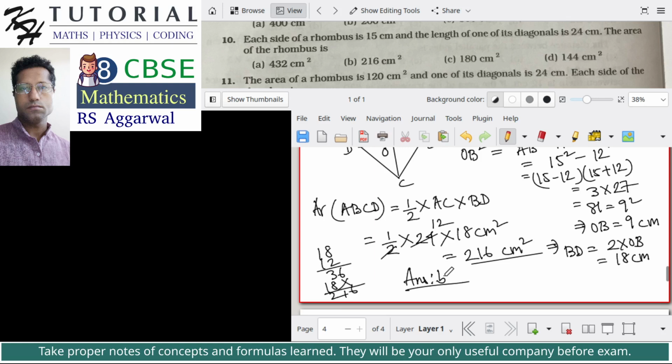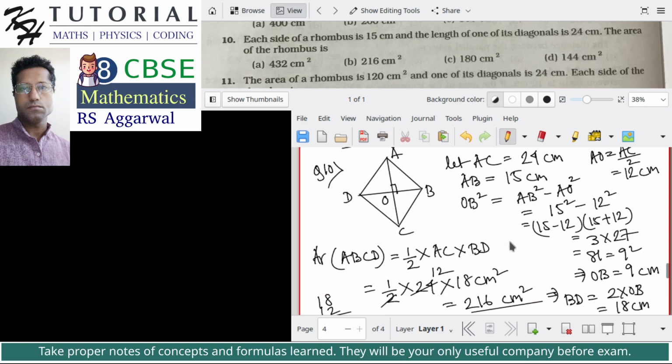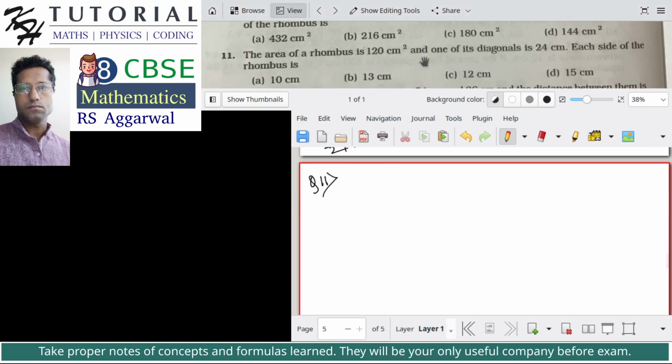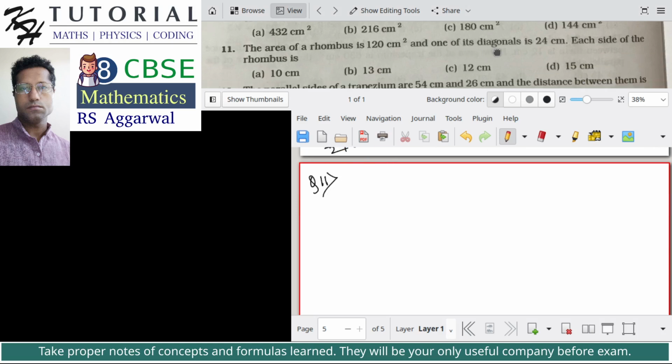Okay. Let's do question number 11. The area of a rhombus is 120 centimeter square and one of its diagonals is 24 centimeter. Each side of the rhombus is. The area is given and one of its diagonals is given. Each side of the rhombus is. Okay. Now we know that.